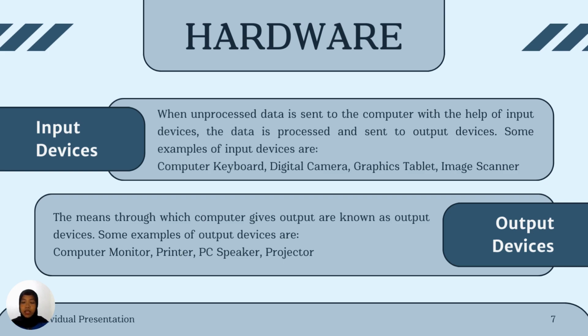Output devices. The means through which computers give output are known as output devices. Some examples of output devices are computer monitor, printer, PC speaker, and projector.